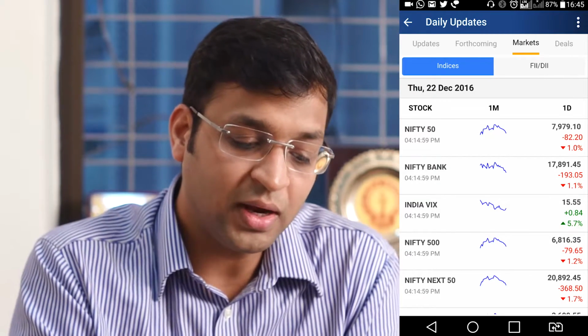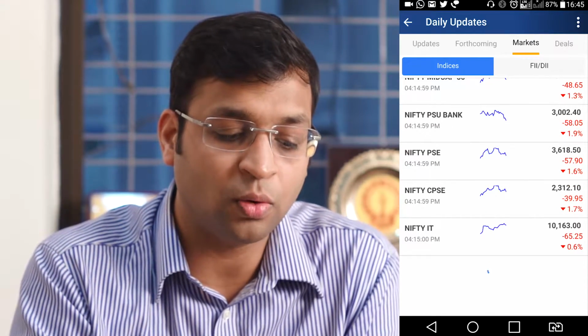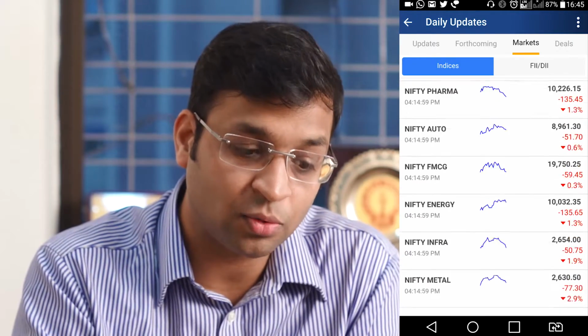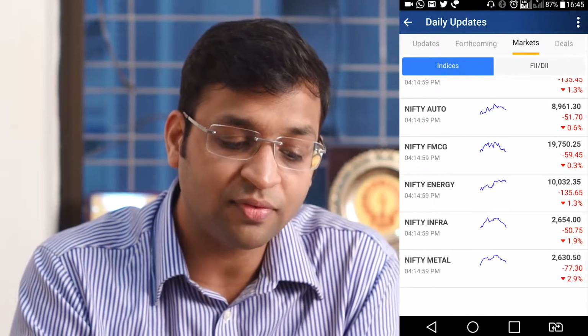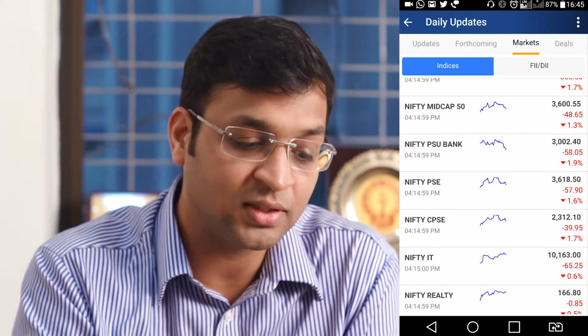Now the third tab, which is the market tab, gives you a pretty good understanding of what various market indices are doing, along with the 1 month graph and what they have done today. And by this you get a holistic understanding of the macro market movement in all the sectors in the market.